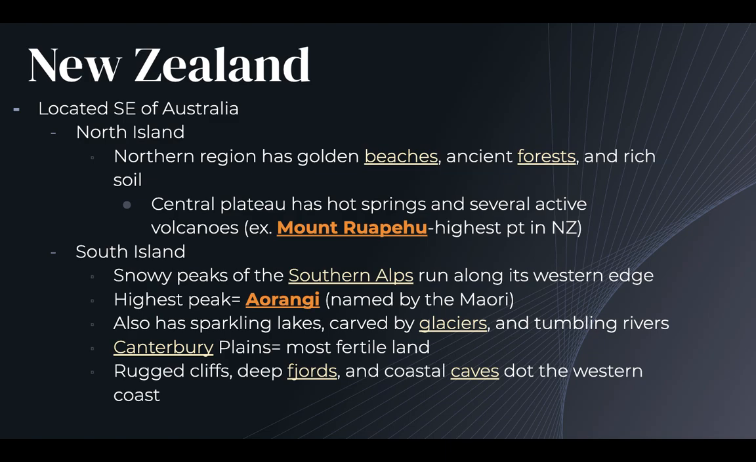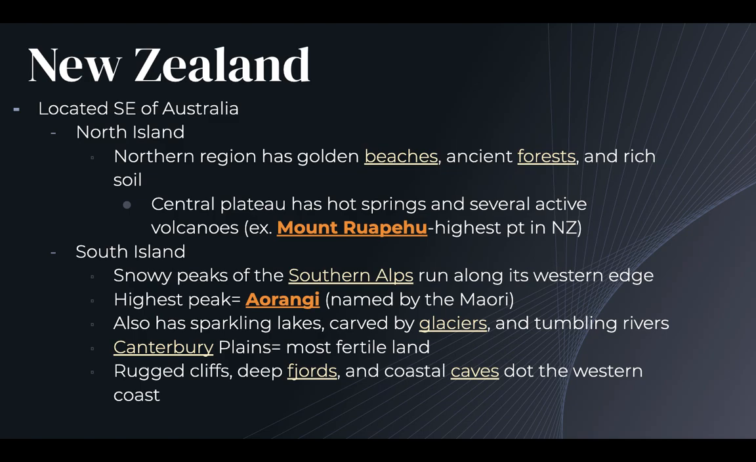In the South Island, there's a lot of different things going on. There's a mountain range that goes right through the South Island called the Southern Alps, and it runs along the western edge. The highest peak is known as Aorangi. It's named by the Maori people, who are the people indigenous to New Zealand. And it has all kinds of sparkling lakes that are carved by glaciers. It has rivers. There's all kinds of different types of geographical features.